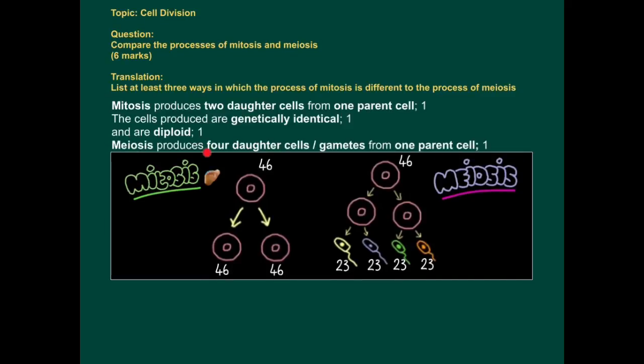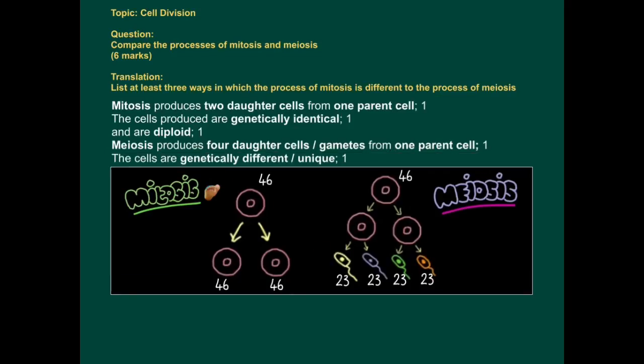Meiosis, however, produces 4 daughter cells or gametes, sex cells, from one parent. So you can see here that 4 sperm cells have been produced from the one parent cell. You can see there are also 2 divisions. So the first division creates 2 cells and the second division creates 4 cells. It's very important to remember this point.